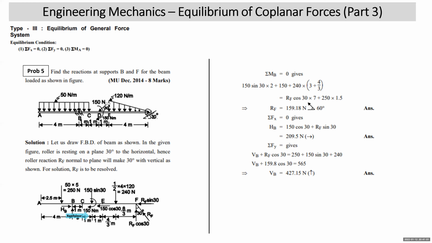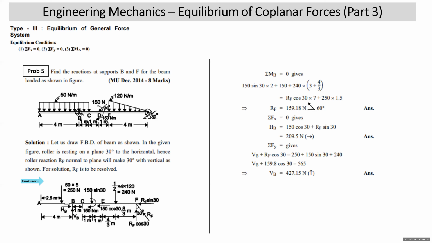This triangular loading has arrows pointing downward, so the equivalent point load will be downward. What is the area of the triangle? Half into base, that is half into 4 into 120, which comes out to be 240 Newton. And this will act at 4 by 3 from E, because the total width of the triangle is 4, so 4 by 3 from the left-hand side. This way, all the forces have been marked on the free body diagram.